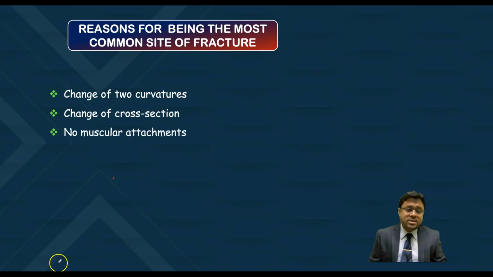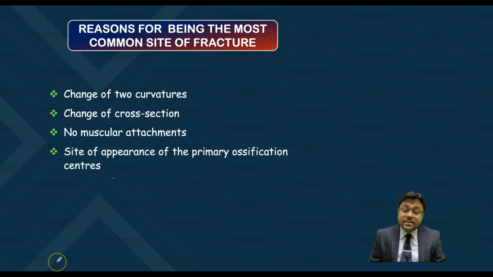Thirdly, no muscle attachments over here. Clear? So that is bereft of muscle attachment, that makes the zone again a bit weaker. This is supposed to be the site of appearance of the two primary ossification centers. You will see later on that initially we get two centers of ossification along the shaft, and they are the primary centers that appear at this particular zone.